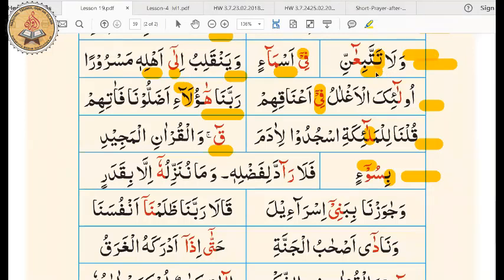Wala. Yeah. Tata. Yeah. Could you remind me what that letter is? Yes, ain. Wala tattabi'ani. Wala tattabi'ana. So just, no need to rush and read all the verse quickly.